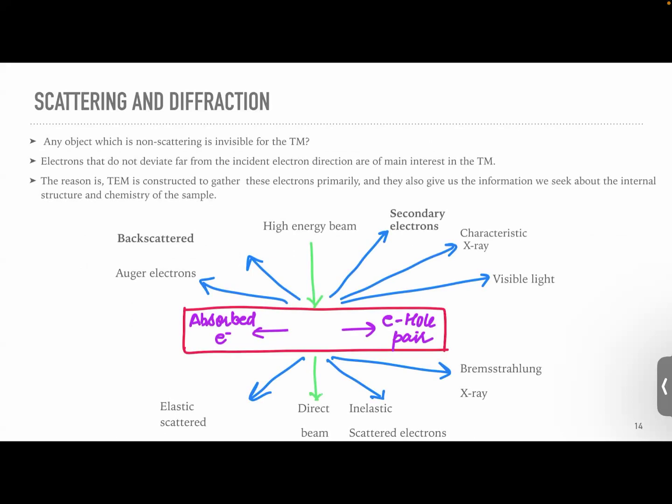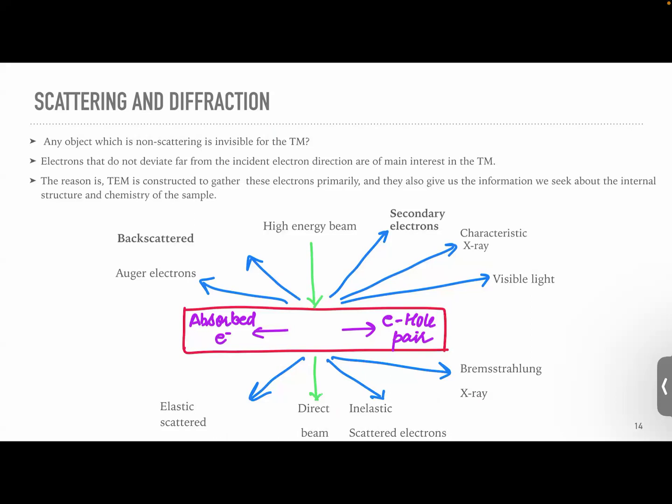So if we see this picture, this is the high energy beam. Those backscattered electrons and secondary electrons are close in the deviation angle to the high energy beam. Auger electrons and these other radiations are very far from them. Why? Because they have deflected a lot. They have scattered from multiple scattering points, and their energy has decreased. They are inelastic scattering.